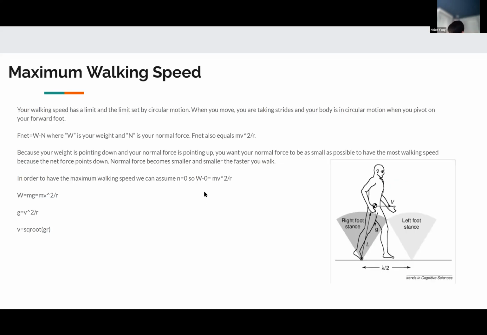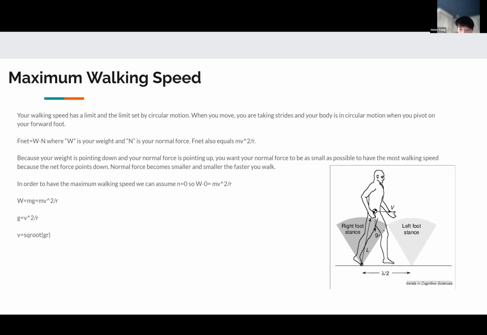So now we'll be talking about the maximum motion speed. When you walk or run, you're actually having a circular motion because your hips are moving. So your walking speed has a limit, and the limit is set by circular motion. When you move, you are taking strides and your body is in circular motion when you pivot on your forward foot.